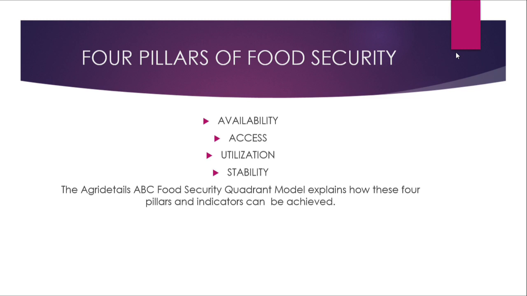Now, availability is a pillar. What is the meaning of availability? Availability means that food is available every time you need it. So for us to say we are food secured, food must be available every time we need it. When you want to eat and you see something to eat, then you are food secured.